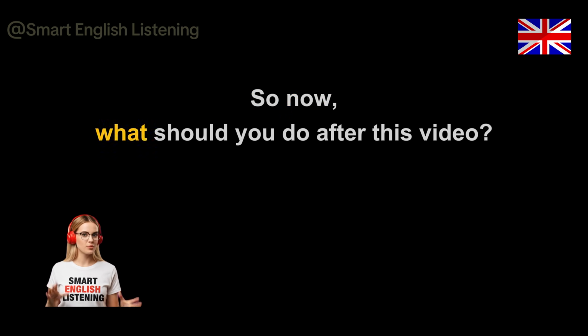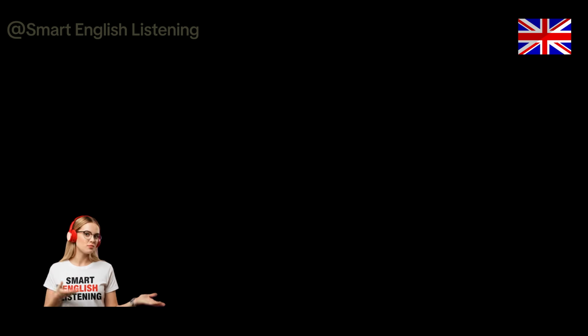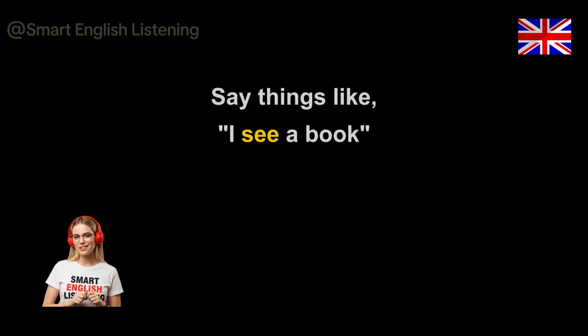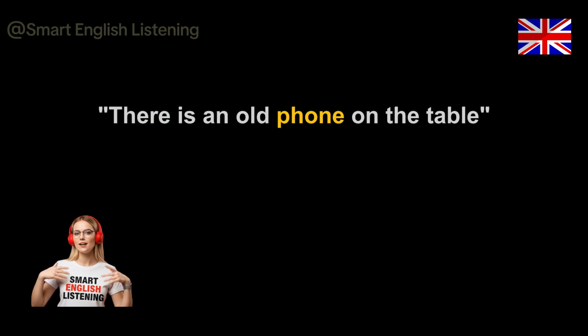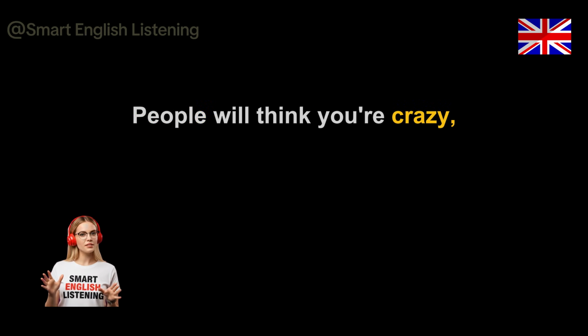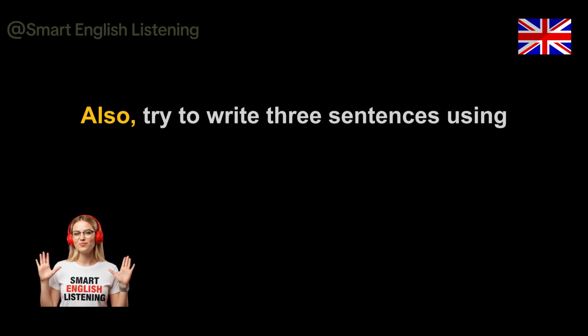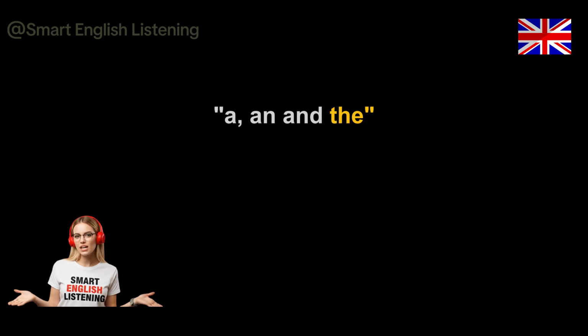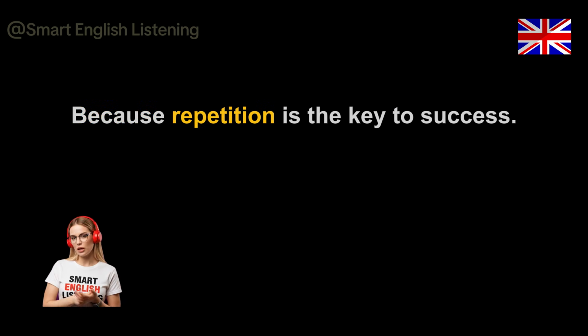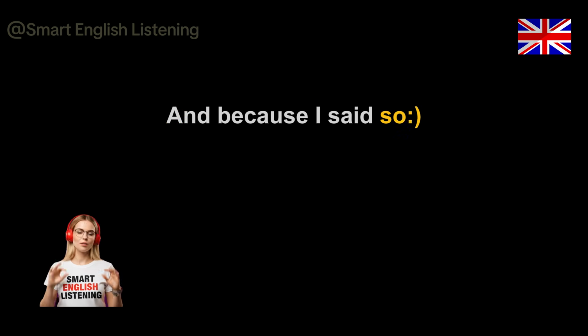So now, what should you do after this video? Look around your room. Find objects. Say things like, I see a book. There is an old phone on the table. Talk to yourself. People will think you're crazy, but your English will be amazing. Also, try to write three sentences using a, an, and the. And of course, watch this video again tomorrow because repetition is the key to success, and because I said so.